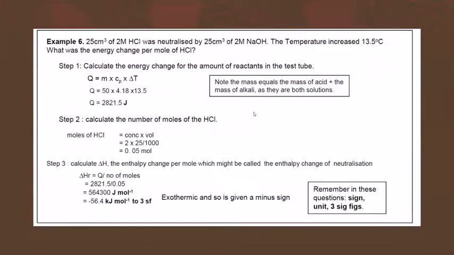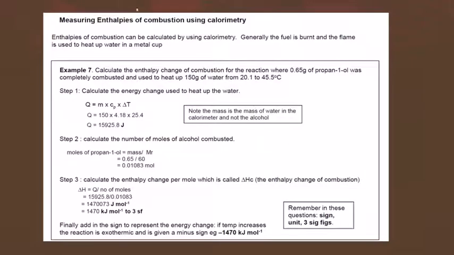Now, more examples related to enthalpy change. Finding the enthalpy change of combustion using a calorimeter. If you want to find how much energy is released when we burn a substance, that is known as combustion. To find the enthalpy change of combustion, we take a spirit burner, which is filled with the fuel which we are burning. When we burn this fuel, it will release heat energy.